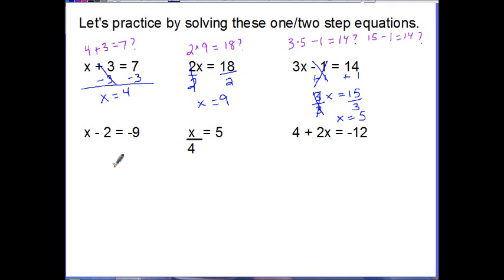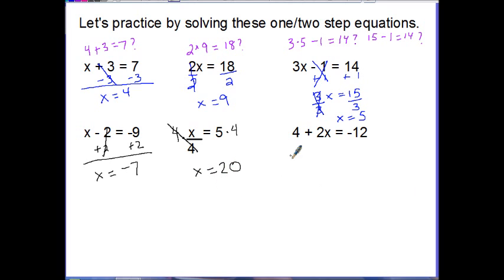Here's another one-stepper. x minus 2 equals negative 9. Let's do the opposite of minus 2 and add 2 to both sides. Minus 2 plus 2 is 0. It cancels out. And I'm left with x equals negative 7. For my next one, x divided by 4 equals 5. The opposite of dividing by 4 is multiplying by 4. And anytime we have a 4 on the top and a 4 on the bottom, they cancel out. It gives me a 1. That leaves me with x equals 20.